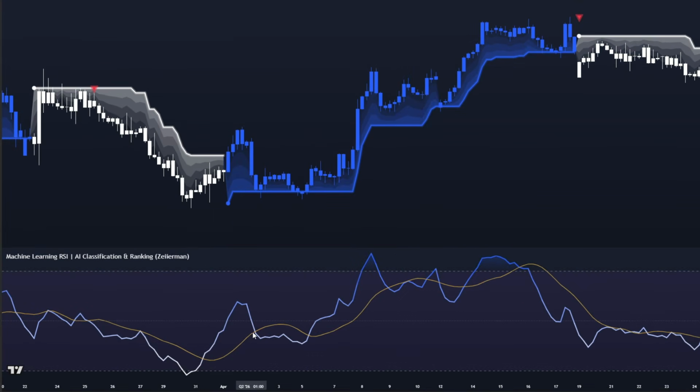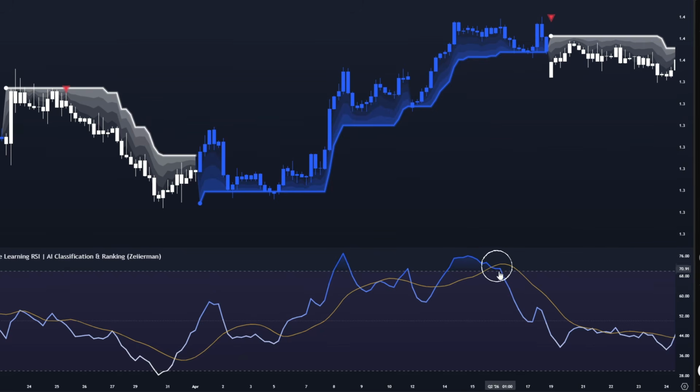Just like the normal RSI, you also have a signal line here, this orange line. The crossovers between the two lines help you read momentum shifts. When the RSI line crosses above the signal line, that tells us upside momentum is increasing. When it crosses below, that tells us downside momentum is increasing.